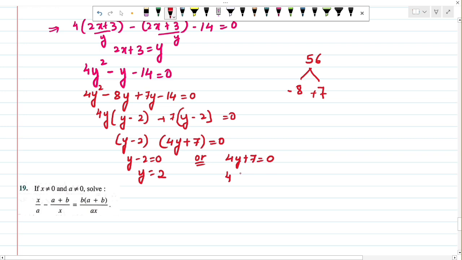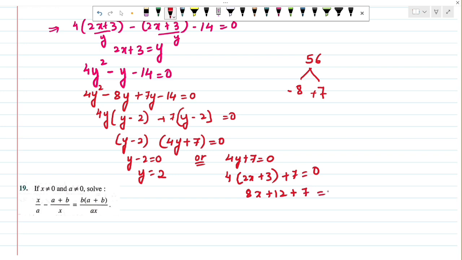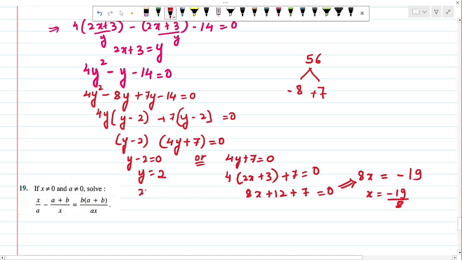Having the value y as 2x plus 3, right? So 4 times (2x plus 3) plus 7 equals 0. So I'll write it as 8x plus 12 plus 7 equals 0, which becomes 8x equals minus 19. So this becomes plus 19, and if I take it to this side, it becomes minus 19. So x is equal to minus 19 by 8. And here y as 2x plus 3, which is equal to 2. So this becomes 2x is equal to minus 1 and x is equal to minus 1 divided by 2.